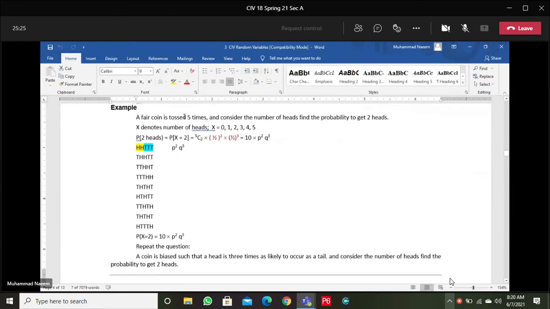First we discuss a simple example: a coin is tossed 5 times and we observe the number of heads. Finally we calculate the probability for 2 heads. So first of all, you should define your variable, its range, then the formula, and finally the requirement, in just 4 lines.